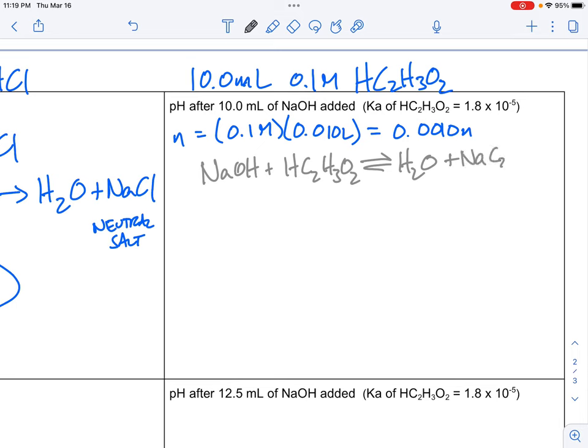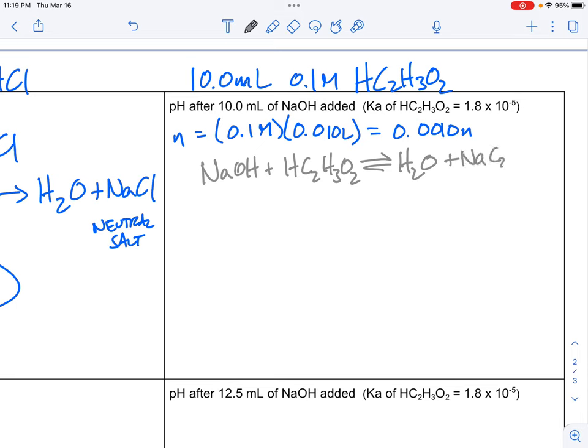One of the reasons I write this out is to really emphasize and not just skip over the fact that we are making our sodium acetate. We didn't have any to begin with, but when the base and the acid react, we are making our conjugate base. And so we have conjugate base now that is going to be interacting with water. And so what we need to think about and write out is the fact that our conjugate base is interacting with water, and so we're going to have an equilibrium that's set up.